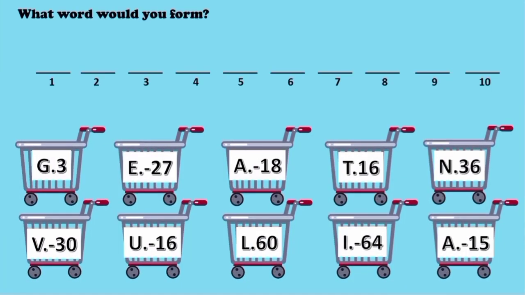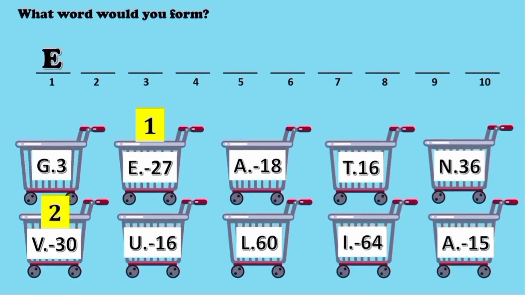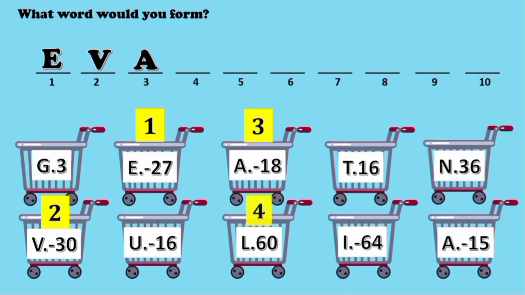Let's put the letters from numbers 1 to 10. Our answer for number 1 is E, negative 27. For number 2, we have V, negative 30. The answer for number 3 is A, negative 18. The answer for number 4 is L, 60. The answer for number 5 is U, negative 16.